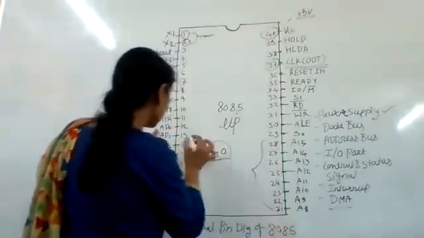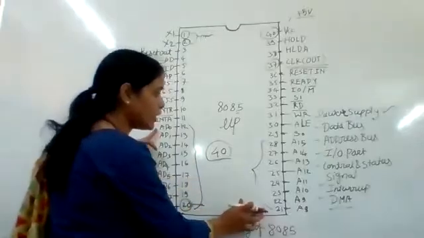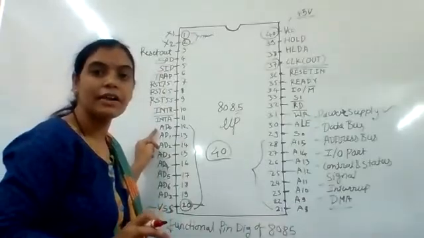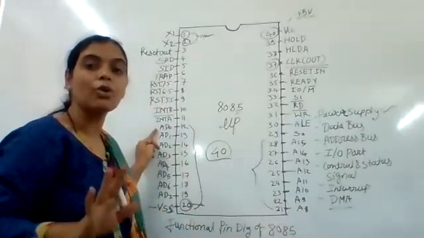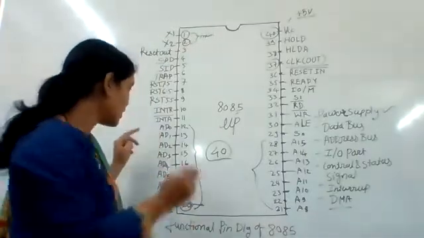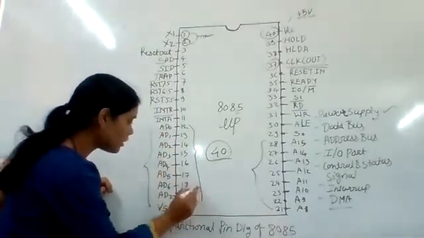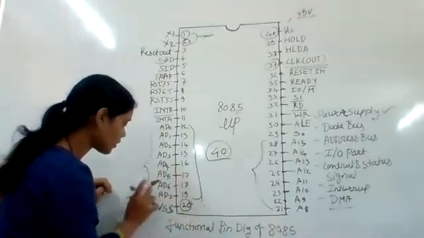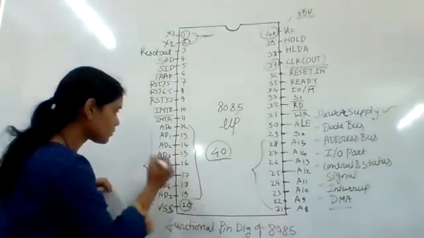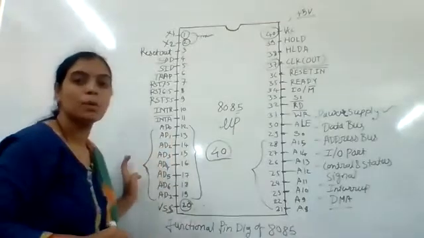Here, pin number 12 to 20 and pin number 21 to 28. These are the address bus. But out of 16, 8 are multiplexed with the data bus. These 8 are multiplexed with pin number 19. Here, pin number 12 to pin number 19. These are the multiplexed address bus.